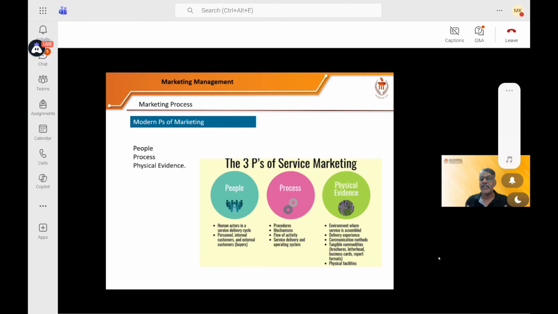The seats are well arranged for you. There is AC. When you go to Chroma, you see how the things are arranged, and you get attracted to buy the product. That is called physical evidence. There are 3 P's important in service industries.